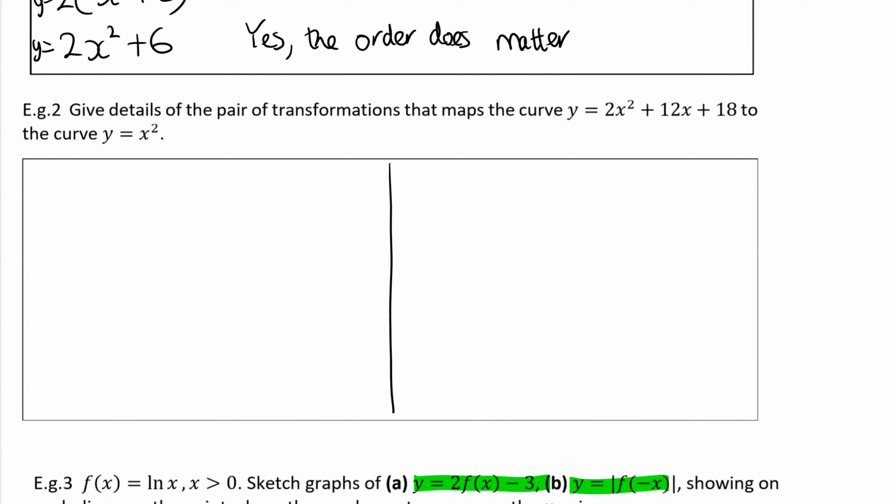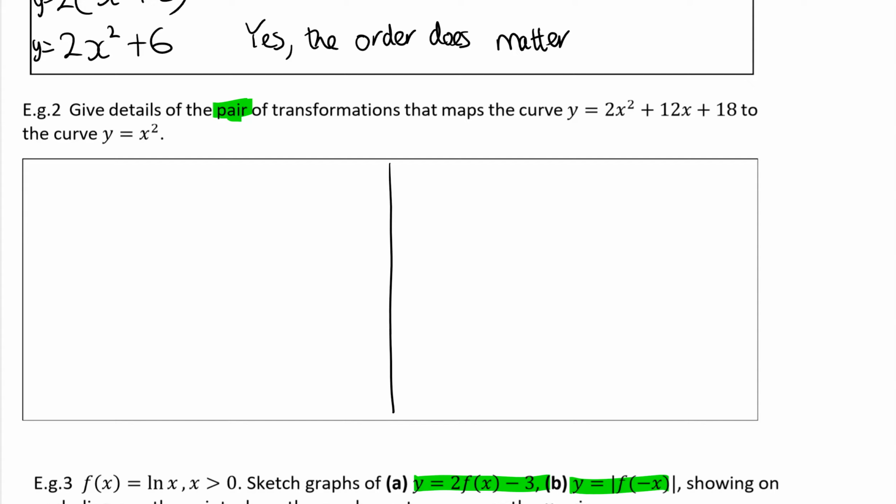Example 2. I've got to give the details of the pair of transformations, so you've got a clue there. There's going to be 2 transformations that does this. That maps the curve y equals 2x squared plus 12x plus 18 to the curve y equals x squared.